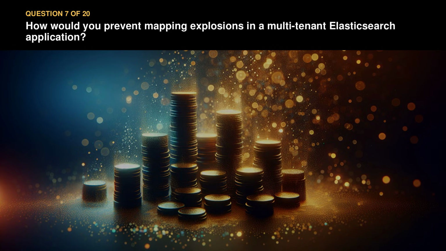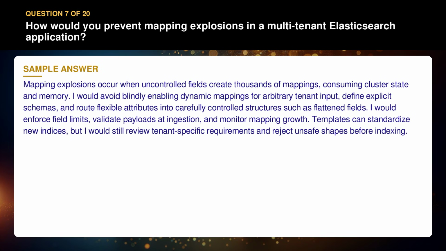Question 7. How would you prevent mapping explosions in a multi-tenant Elasticsearch application? Mapping explosions occur when uncontrolled fields create thousands of mappings, consuming cluster state and memory. I would avoid blindly enabling dynamic mappings for arbitrary tenant input, define explicit schemas, and route flexible attributes into carefully controlled structures such as flattened fields.